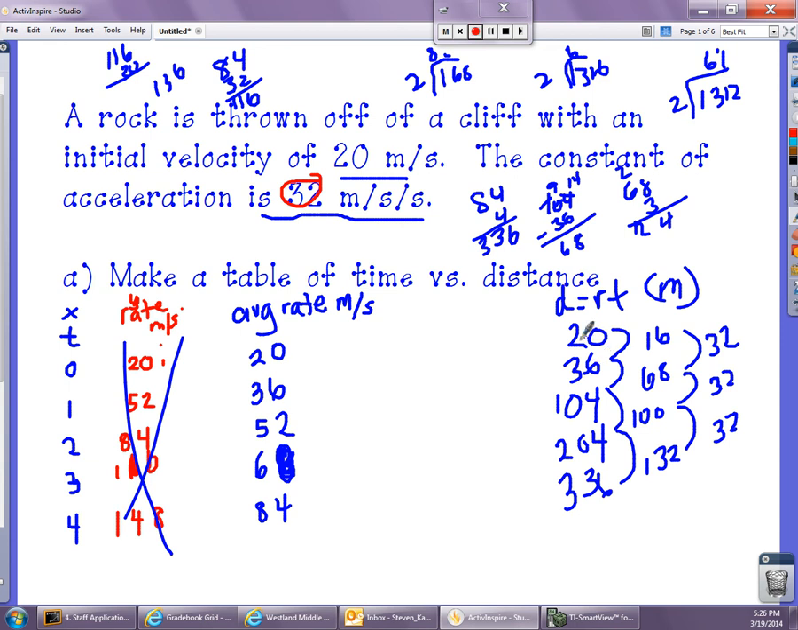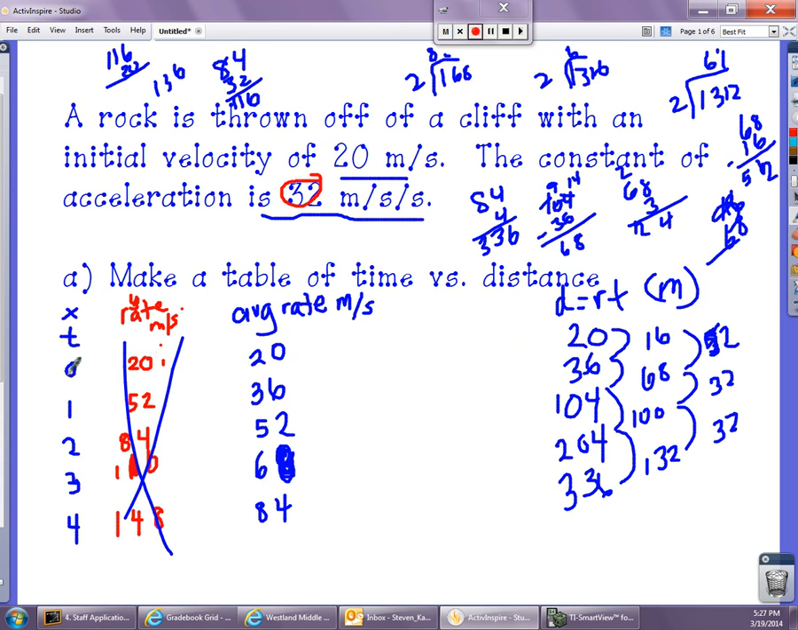From 20 to 36 is 16. From 36 to 104 is 68. That's right. So 16 to 68, oh, sorry, is 52. So it looks like we made ourselves another little mistake. So let's see if we can figure out what we did.